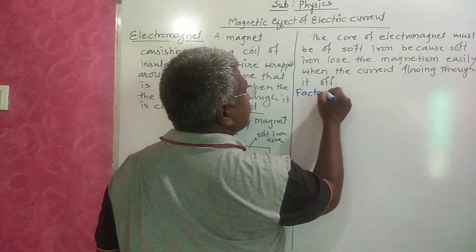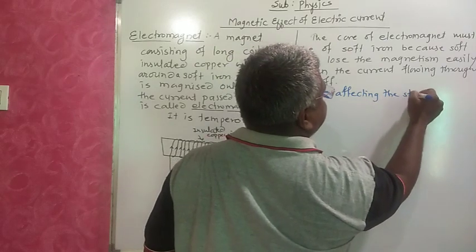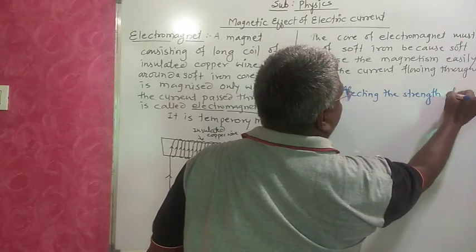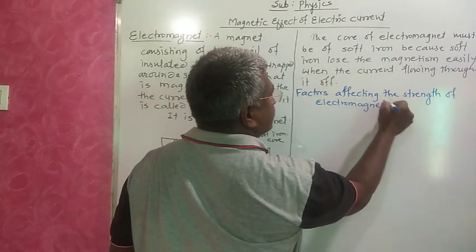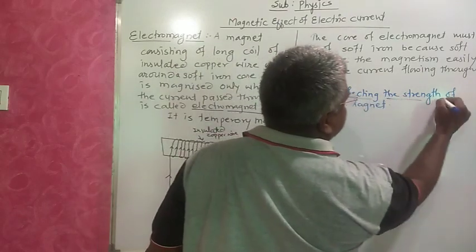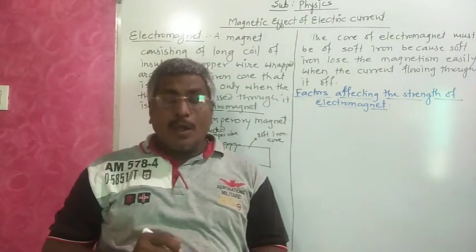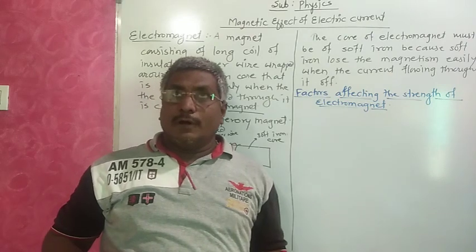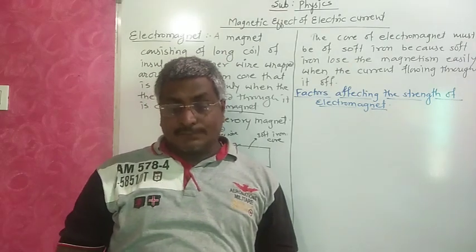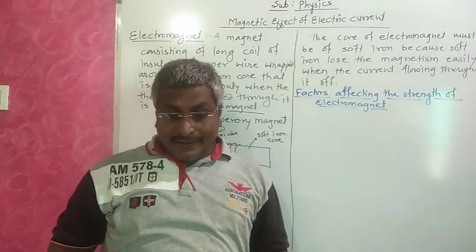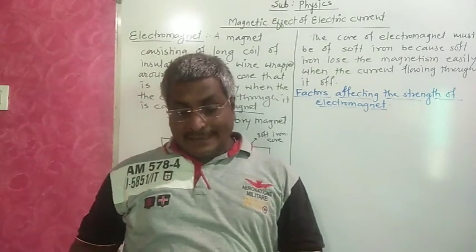Factors affecting the strength of electromagnet. Which are the factors? In the previous video we discussed how the strength of a circular loop, straight conductor and solenoid is affected by some factors. In the same way, here also there are some factors that affect the strength of an electromagnet.